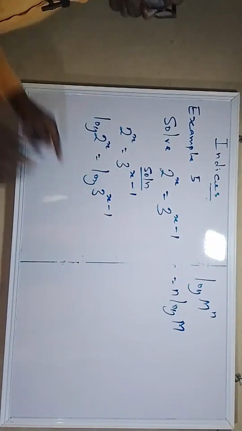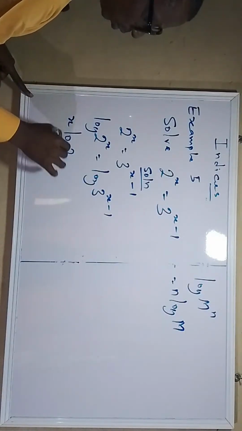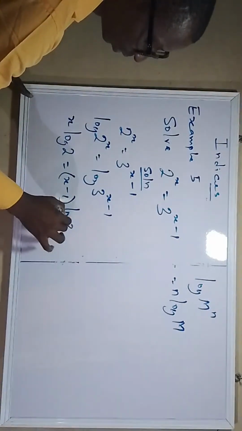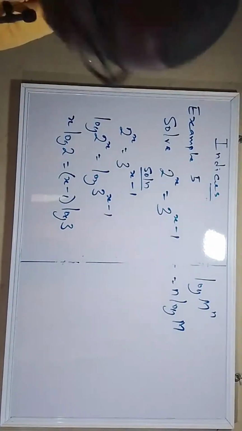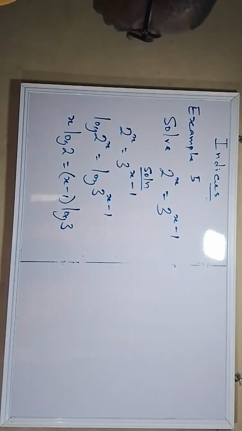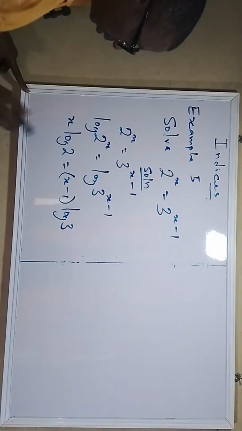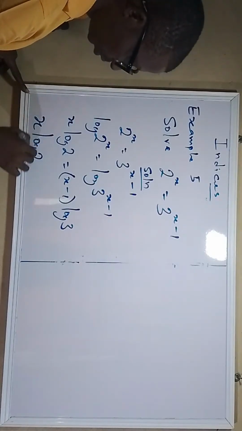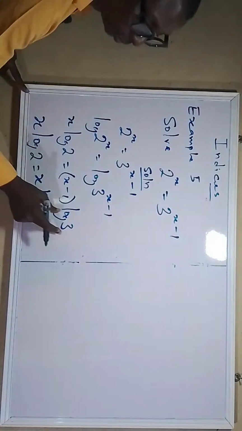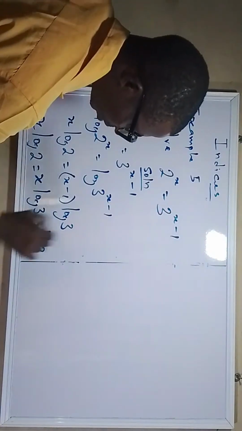The same thing also applies to this. Everything here moves here. So I have x log of 2 equals to, now when this one comes here, we have x minus 1 log of 3. Hope you get that. From here, we can now open the brackets. Let's open this bracket. This log 3, we multiply by x and we also multiply by minus 1. So we have x log of 2 equals to x log 3, minus log 3.